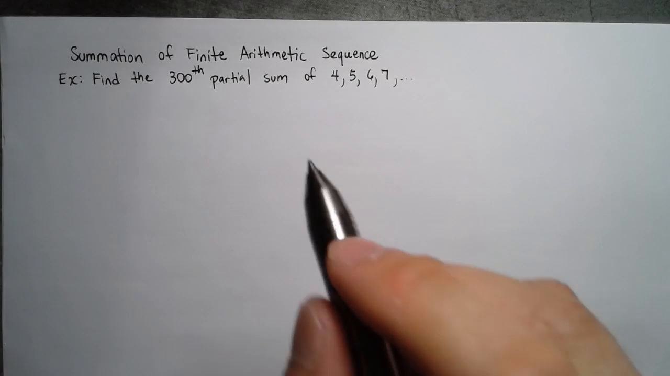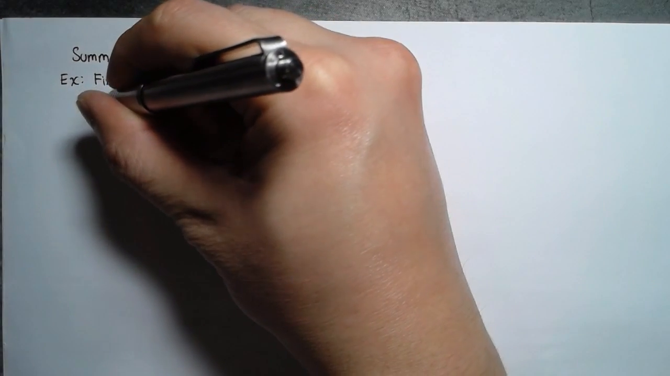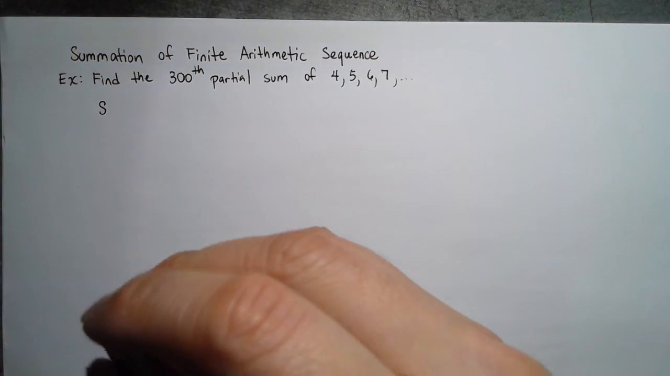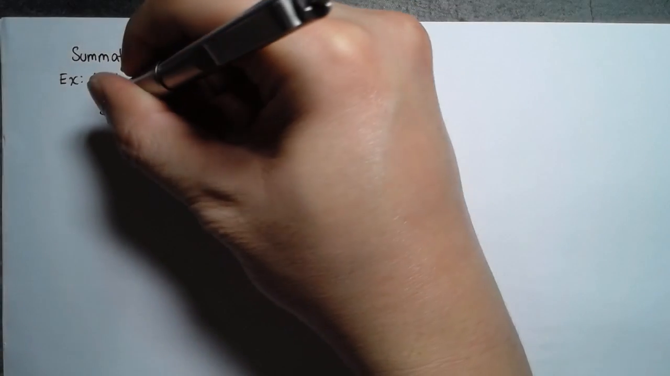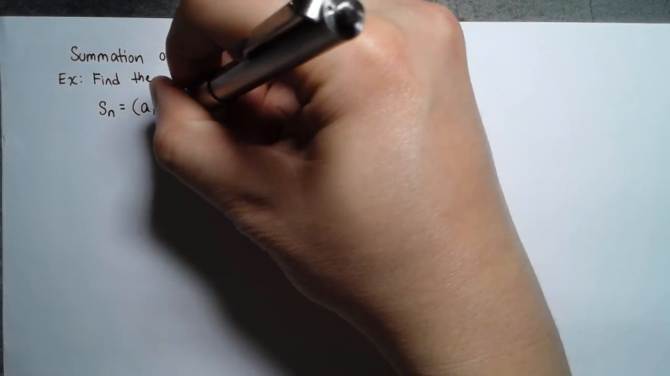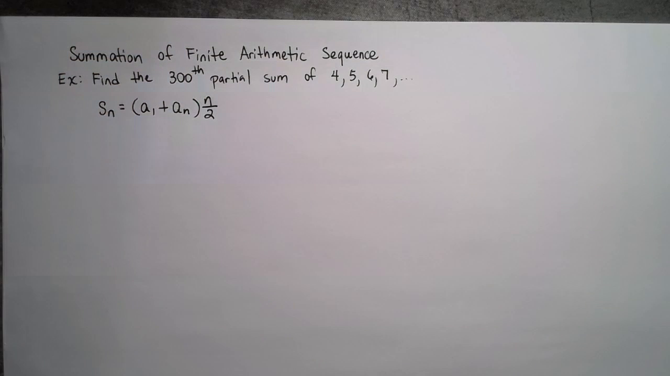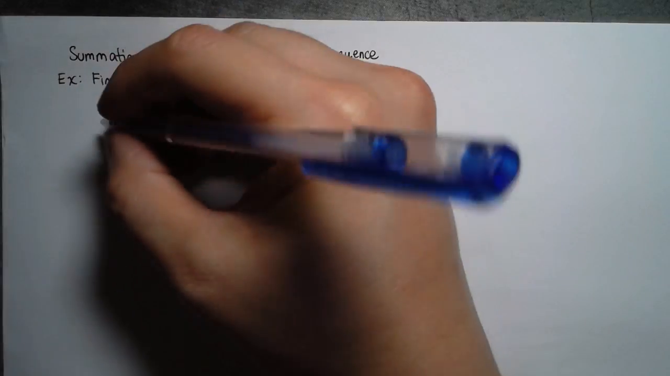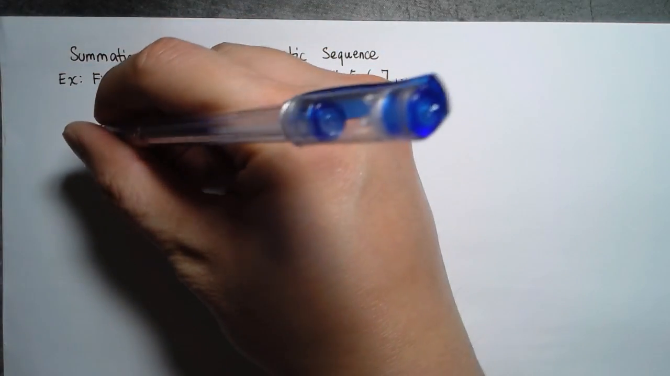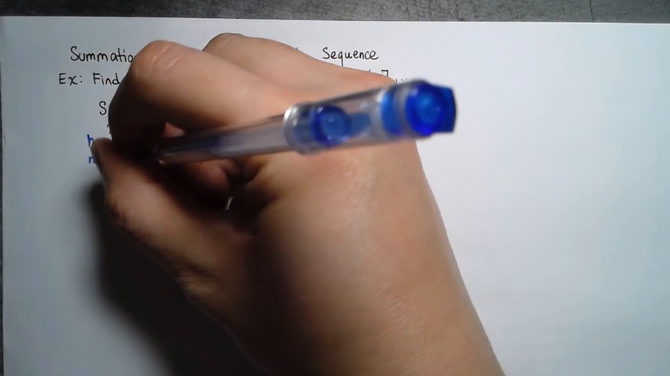So in order to add the first 300 numbers of this pattern, there is an equation. The equation for a finite arithmetic sequence, the sum of that is S sub n equals n times a sub 1 plus a sub n, divided by 2. Now, n represents how many numbers you are adding.